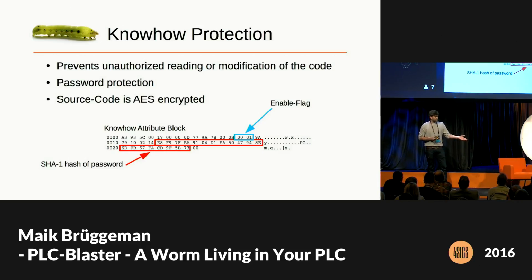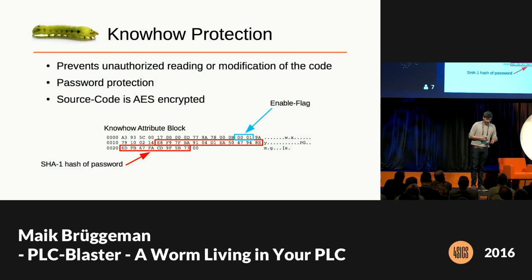The protection is implemented by an attribute block, which is transferred between the TIA portal and the PLC. In case you transfer a new program, you can see this attribute block here, and you can see it's an enable flag. If this flag is 1, it means this protection is activated. And in addition, there's a SHA-1 hash of the password you choose.